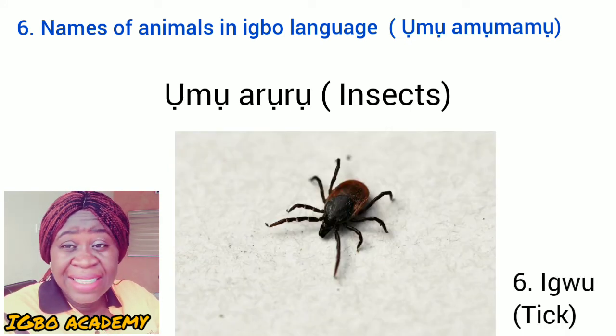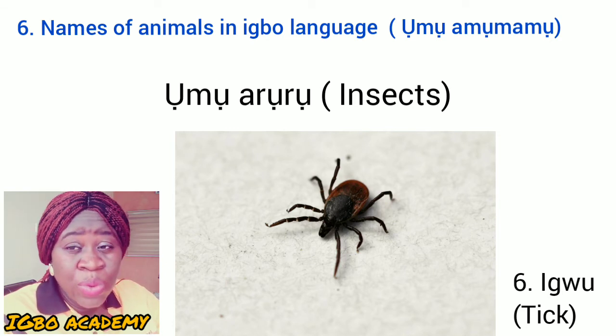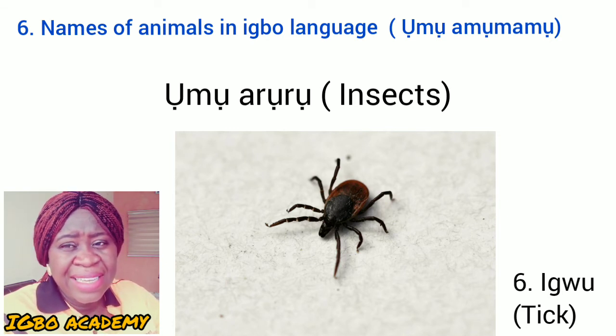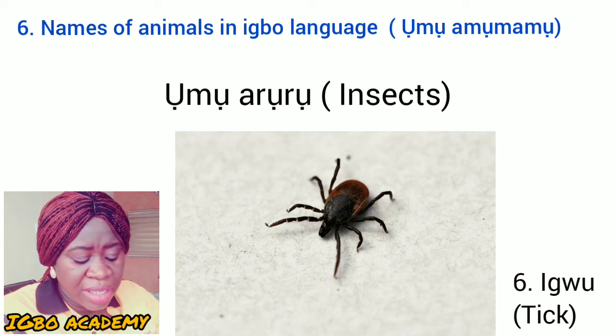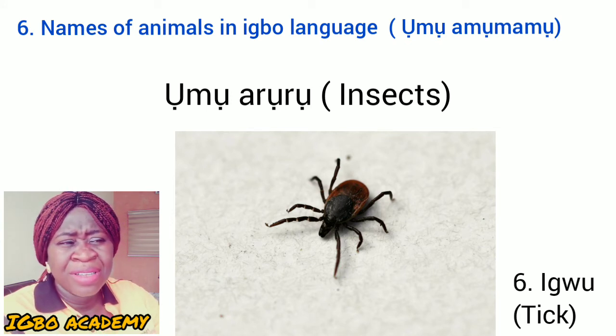The tick you find on a dog's body is called igbo. Tick, igbo. Sorry, tick, igbo. Is that what you find on the dog's body? No, I don't used to call it that way. I don't know, but tick is called igbo.